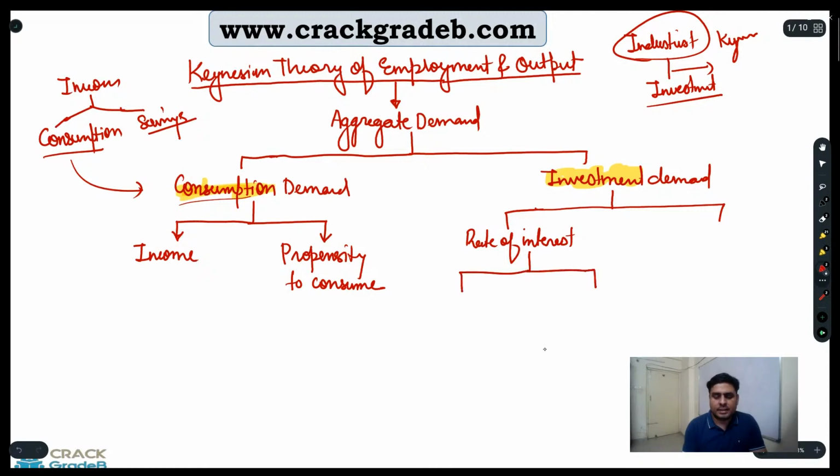And as per Keynes, I already explained this thing, the rate of interest is going to be impacted through money supply, and the other is liquidity preference. So money supply and liquidity preference, these are the two things which can impact the rate of interest. I will briefly explain how.